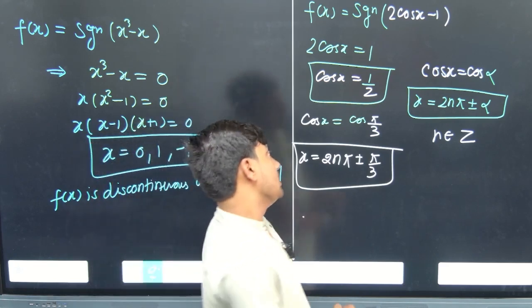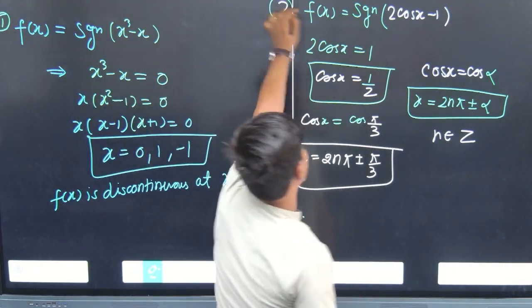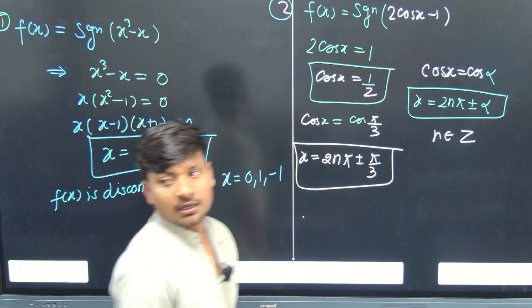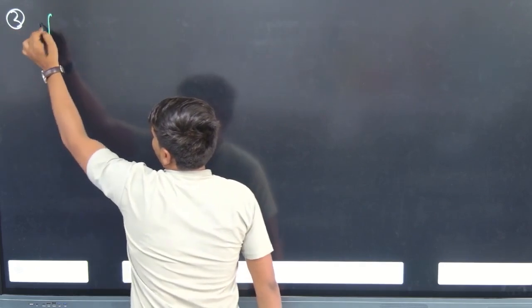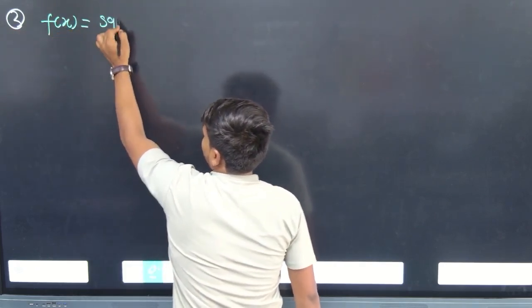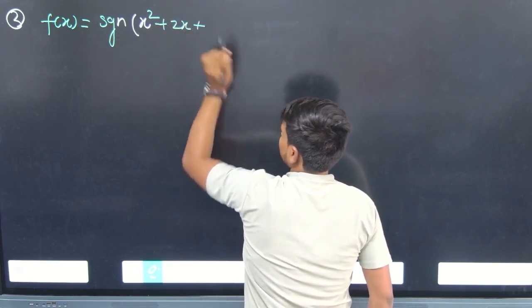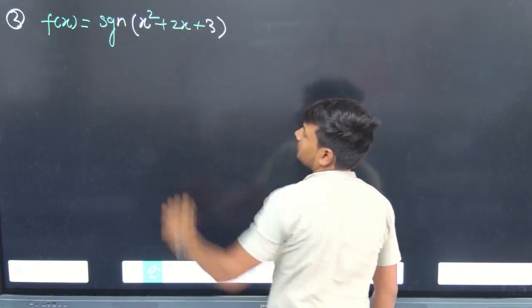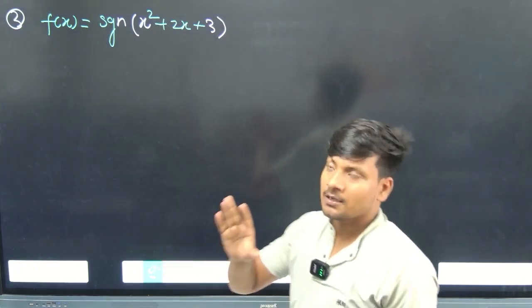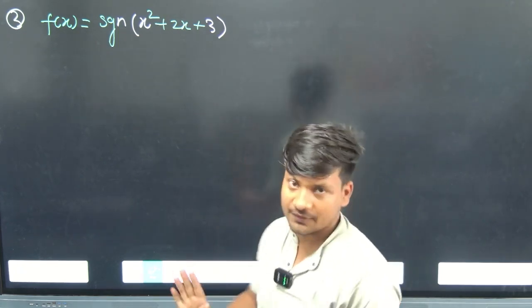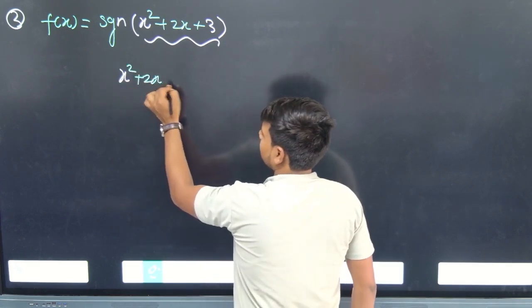Okay, now move to the third problem. These are 2 problems where you can understand the continuity and discontinuity of the Signum function. Now move to the next question. Suppose we have f(x) equals Signum (x square plus 2x plus 3), and we want to discuss the continuity of this given function. So now, you can see that we consider x square plus 2x plus 3 equals 0.